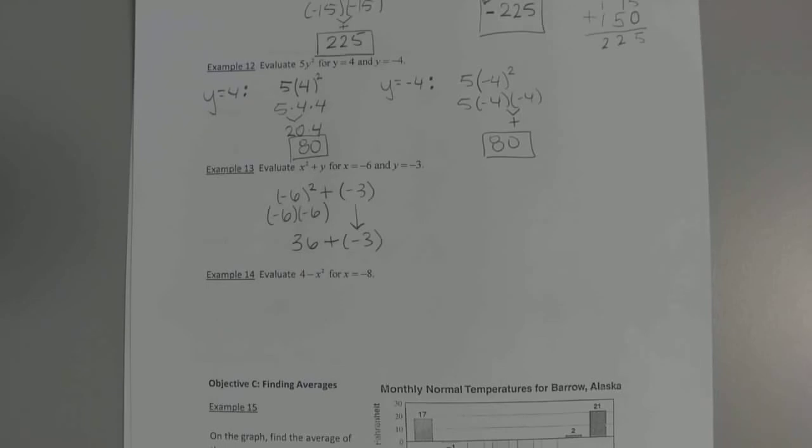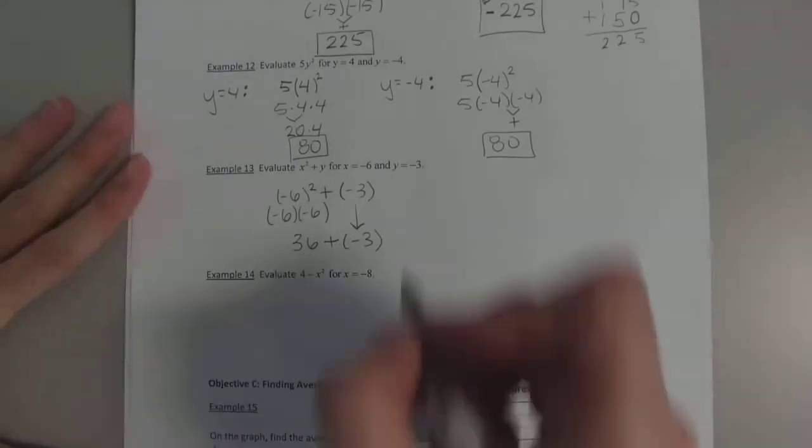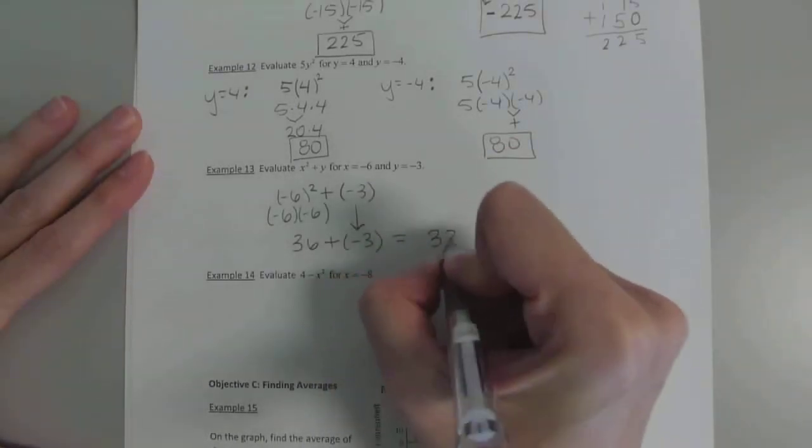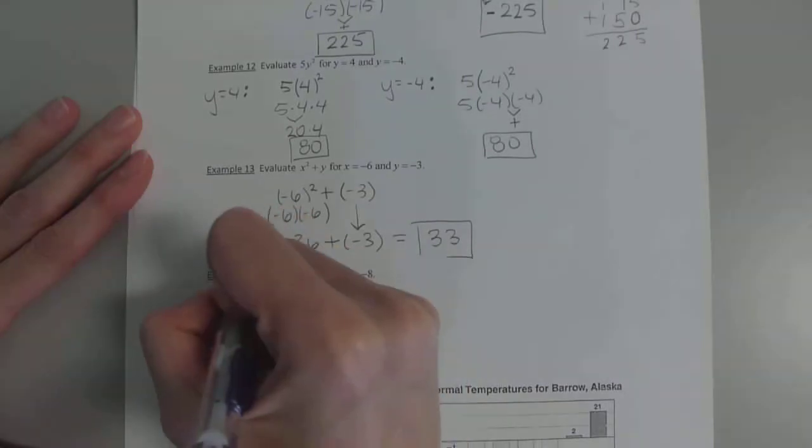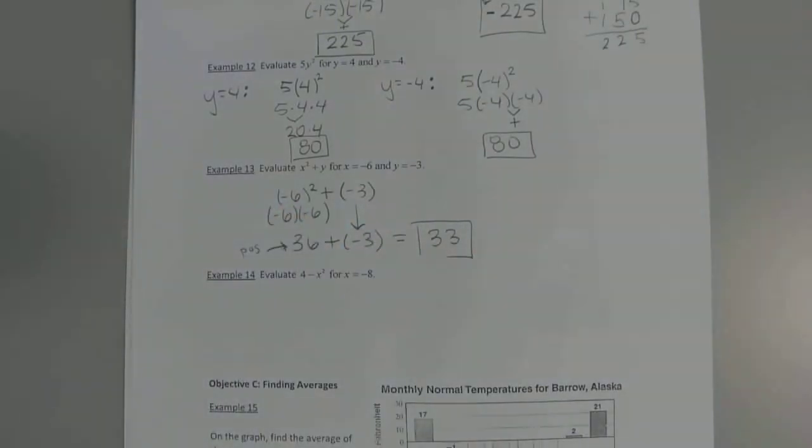Again, I'm going to say it every time until we're done. What do you do when you're adding opposite numbers? You don't add, you actually subtract. So what's the difference between 36 and 3? 33. Is it going to be a positive 33 or a negative 33? Positive, because the 36 is positive, okay? And I'm going to say it over and over again because I think this is the hardest section, the adding and subtracting of negatives.